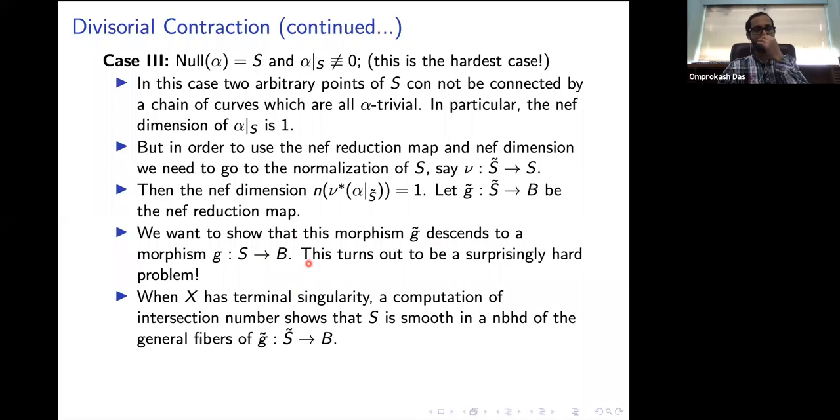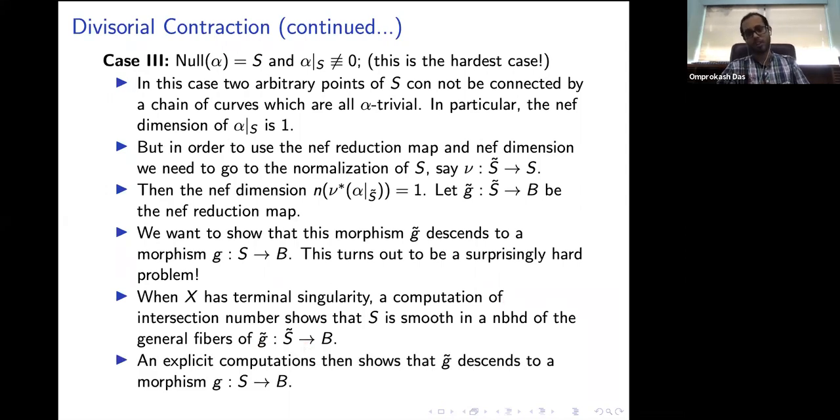Okay, so what is done is that when X has terminal singularities, then a computation of intersection numbers, a very delicate computation, a very carefully chosen thing, shows that S is smooth in a neighborhood of the general fibers of this map. That's what happens. And then an explicit computation shows that G can descend to a morphism.